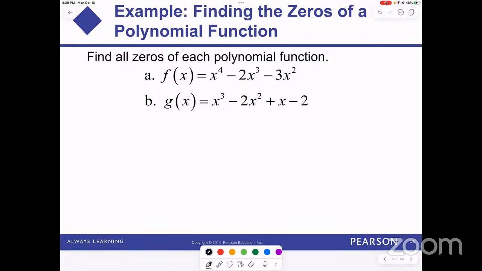Okay, so for part A, find the zeros. So we're going to take this f of x equal to x to the 4 minus 2x cubed minus 3x squared equal to 0, all right? Basically, what we have to do to solve this polynomial equation is use factoring. As a disclaimer, for this course, we do expect you to already know factoring, but that's why we have things like the lab component to strengthen that area.